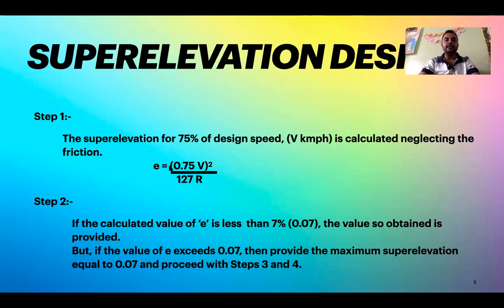Okay. If the value of e comes less than 0.07, you consider that value of e to construct the road. But if the value of e comes greater than 0.07, you have to move forward to the next steps 3 and 4. Step 1 is calculate the value of e using this formula. Step 2 is check the value of e whether it is greater than 0.07 or less than 0.07. If it is greater than 0.07, move to steps 3 and 4.